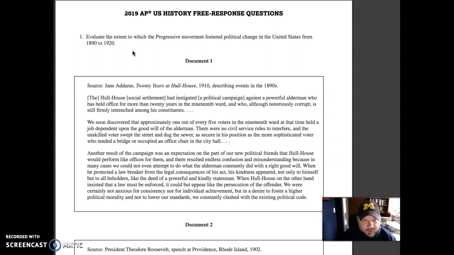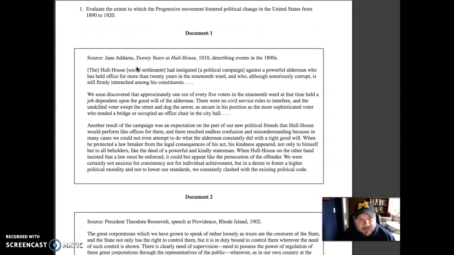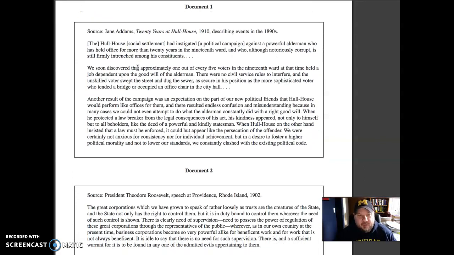So let's take a peek at what they're talking about here. Document number 1 is from Jane Addams, who's the founder of the settlement house, the Hull House in Chicago. She talks a little bit about party bosses. Remember, this was a big deal prior to the progressive era, where immigrants coming to the United States would get plucked by these party bosses, called here powerful aldermen, who were part of the party machine.